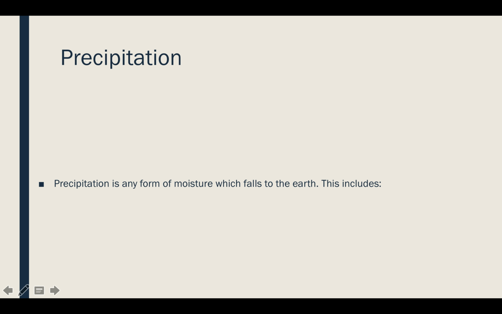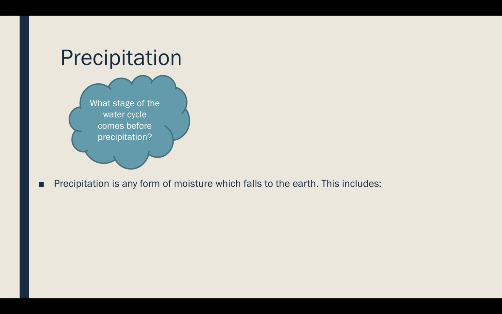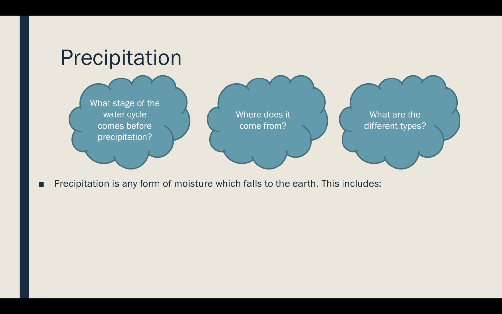All right, we talked about precipitation, a very important part of the water cycle, which we discussed last week. Precipitation happens after and as a product of condensation. So, just answered that one for us. What stage of the water cycle comes before precipitation? That's condensation. Where does it come from? It comes from water that has gone through the water cycle. It's evaporated, it's condensed into clouds, and then it's precipitated.